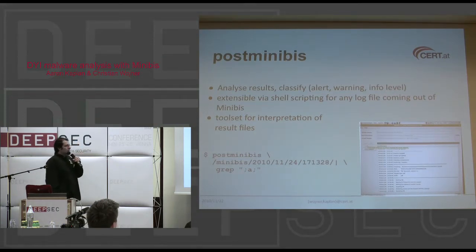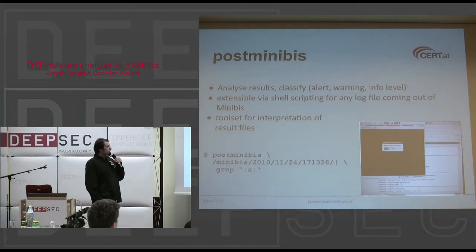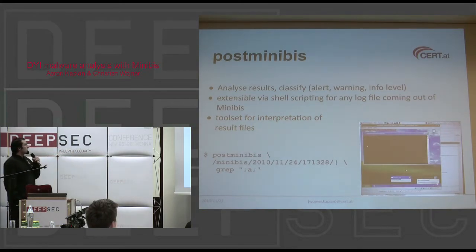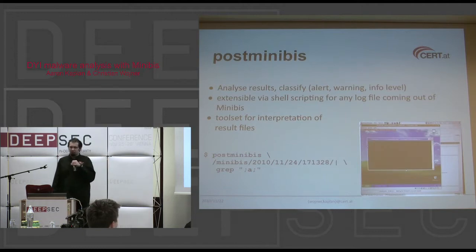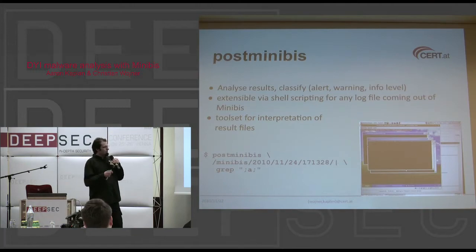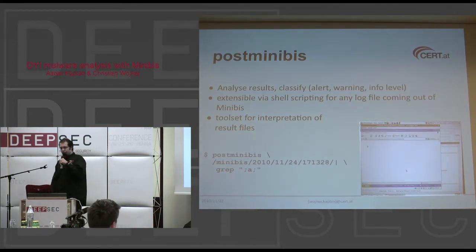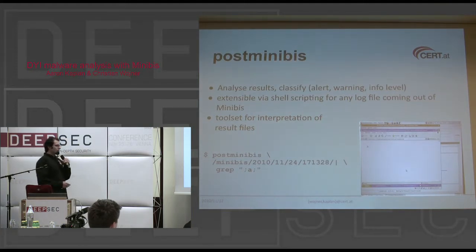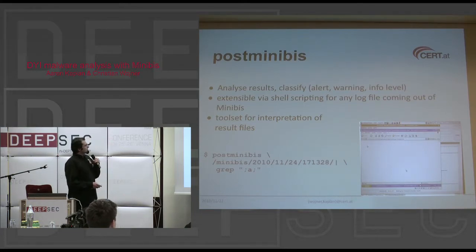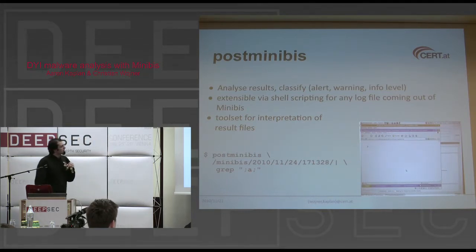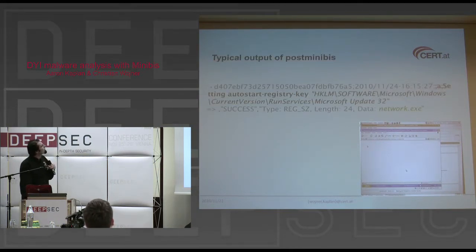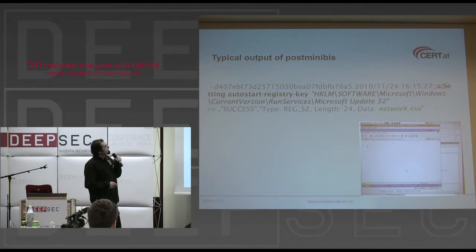Okay, again, for Post Minibis, it's also new for version 2.1, and it's a little tool set with just one plugin from our side, but this plugin is focused on our work. So our plugin uses some kind of classification to tell if there's something malicious going on with the sample or with the URL. And then it reports a severity, which is informational, a warning, or an alert. So here I use Post Minibis with this scan and grab all the lines with an alert. So this is an example line of the Post Minibis output.